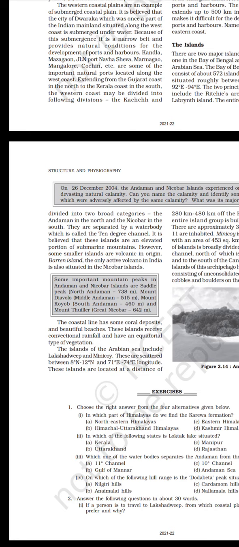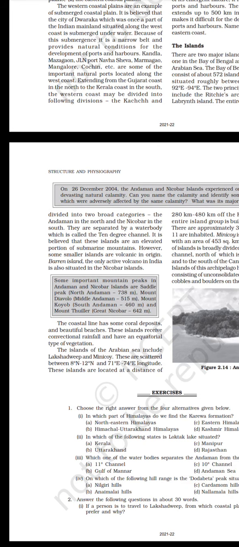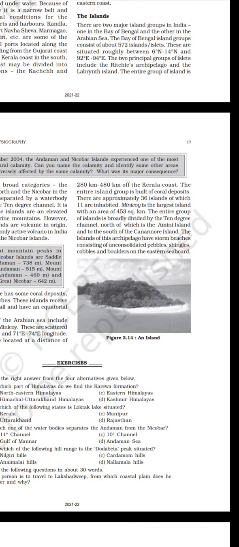The islands of the Arabian Sea include Lakshadweep and Minicoy. These are scattered between 8 degrees north to 12 degrees north and 71 degrees east to 74 degrees east longitude. These islands are located at a distance of 280 kilometers to 480 kilometers from the Kerala coast. The entire island group is built of coral deposits. There are approximately 36 islands, of which 11 are inhabited. Minicoy is the largest island with an area of 453 square kilometers.